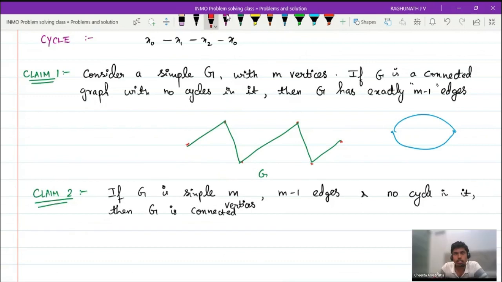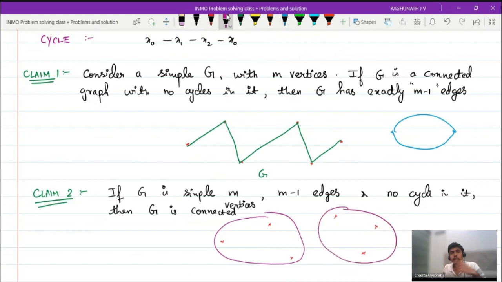You just have to take connected components of this graph. Suppose there are two connected components, and since there is no cycle, by the previous claim I can say, let's say there are T1 vertices in the first connected component, T2 vertices in the second connected component. So how many edges are there in my first connected component? By the claim 1, T1 minus 1, because the connected component is connected, right? And it has no cycle in it according to the claim 2.